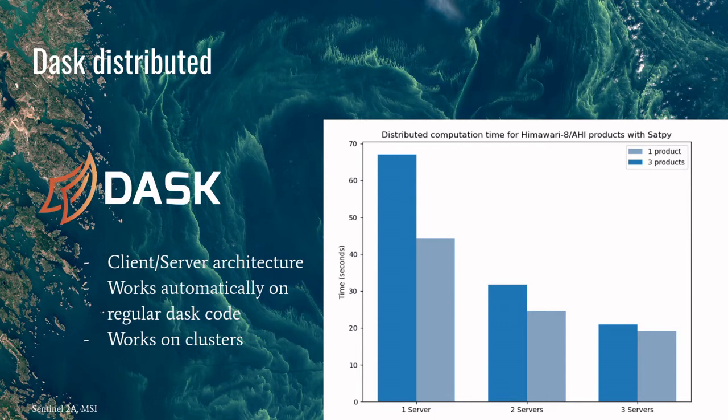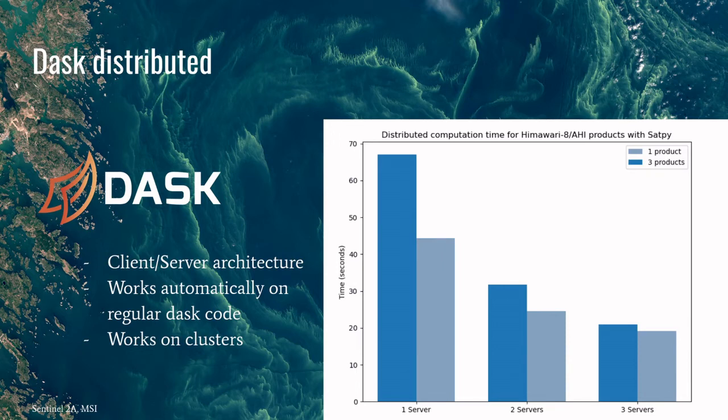On the right, you can see the results of an experiment we made in order to see how much performance boost we could get through distributed. On the left, we show one server performance. The dark blue bar is showing how long it takes to generate 3 products, while the light blue bar shows it for 1 product.